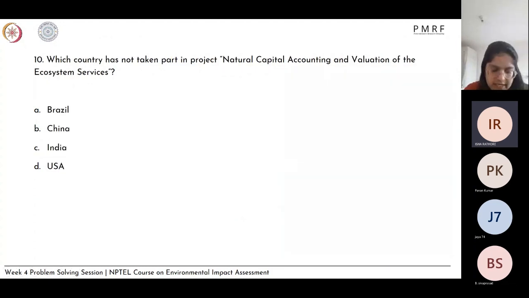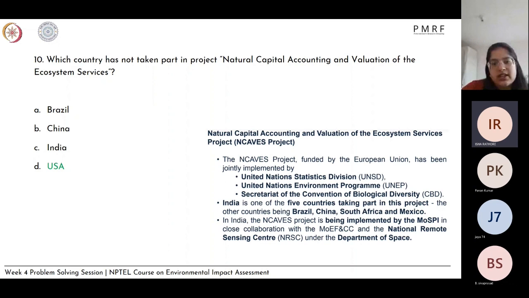Okay, moving on to question 10. Which country has not taken part in the project National Capital Accounting and Valuation of Ecosystem Services, which is the NCAVES project? So there are 5 countries which took part in the project. Okay, the 5 countries which took part are India, Brazil, China, South Africa, and Mexico. So the country which did not take part in the project is USA. So D was the correct answer.